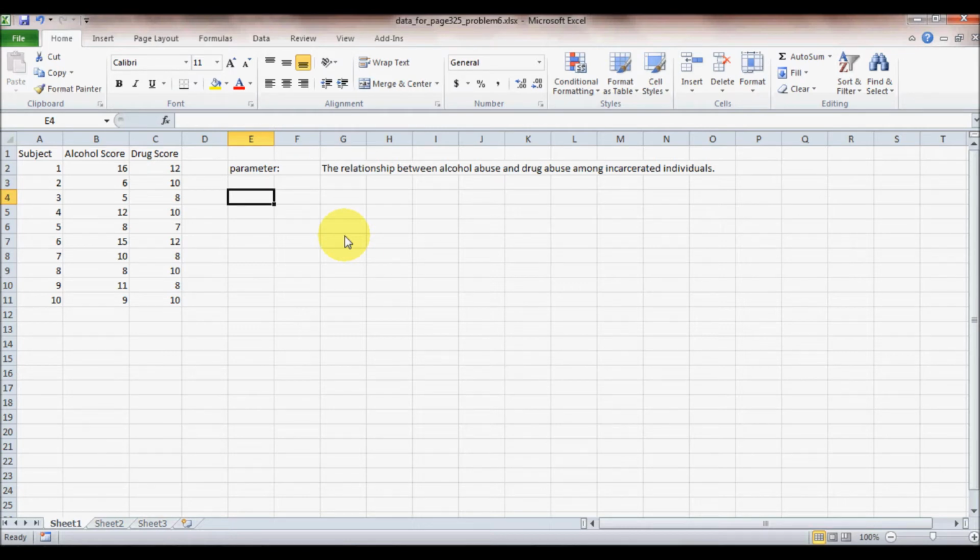So they specifically have been tested using some sort of a screening scale, and they have their alcohol scores and drug scores listed in the table. The next thing that we're going to do is write down our hypotheses.